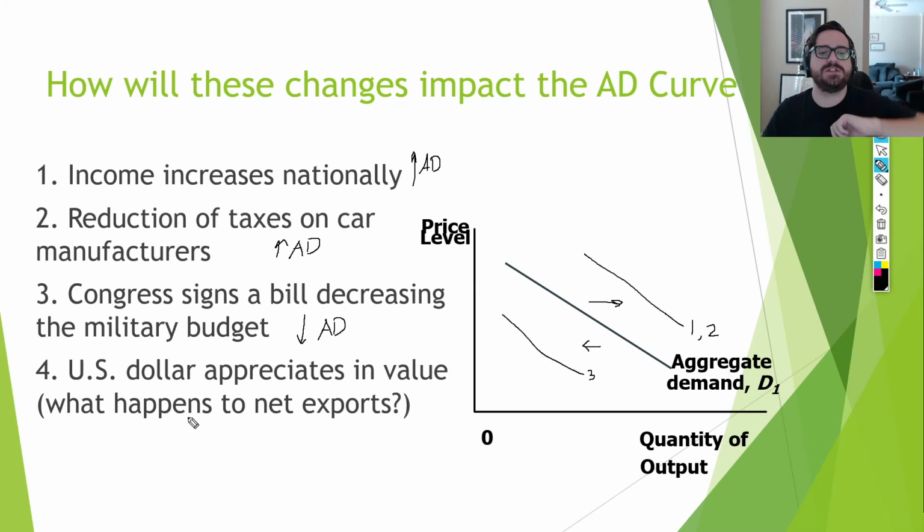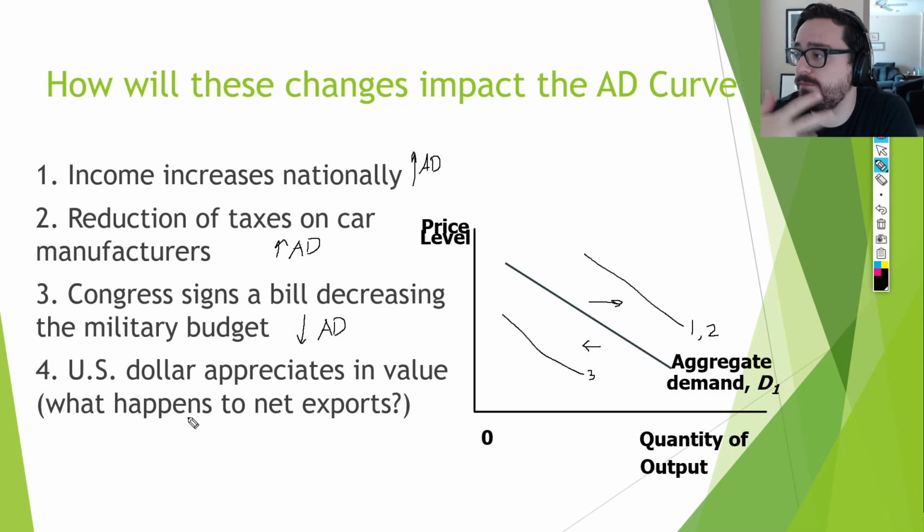4, this is the complicated one. So this is for a unit we haven't covered yet. This is technically Unit 6, which is international trade, namely with currency exchange. So the US dollar appreciates in value. It means that the US dollar is worth more when it comes to other currencies. Appreciating in value means it can buy more of other currencies. Okay, what happens to net exports?